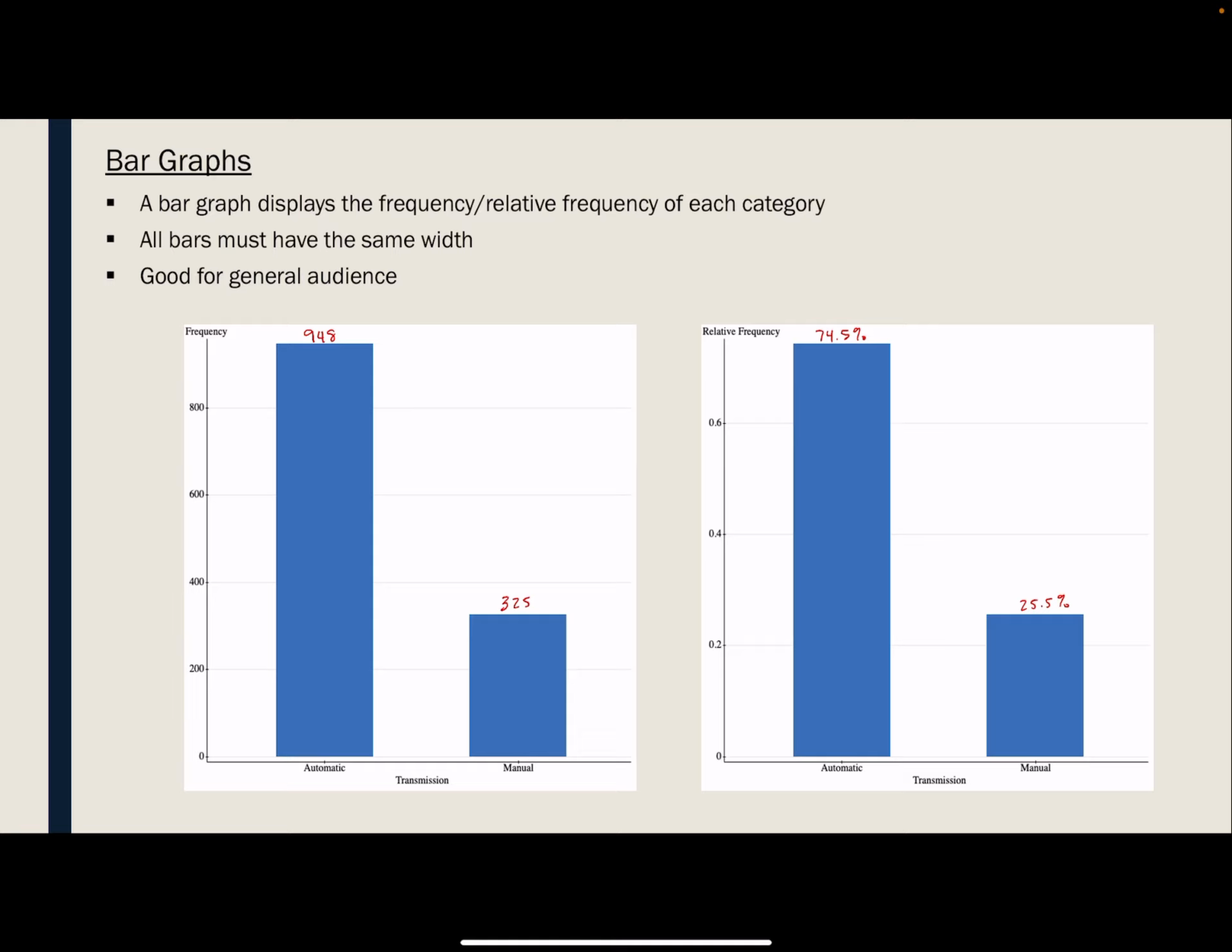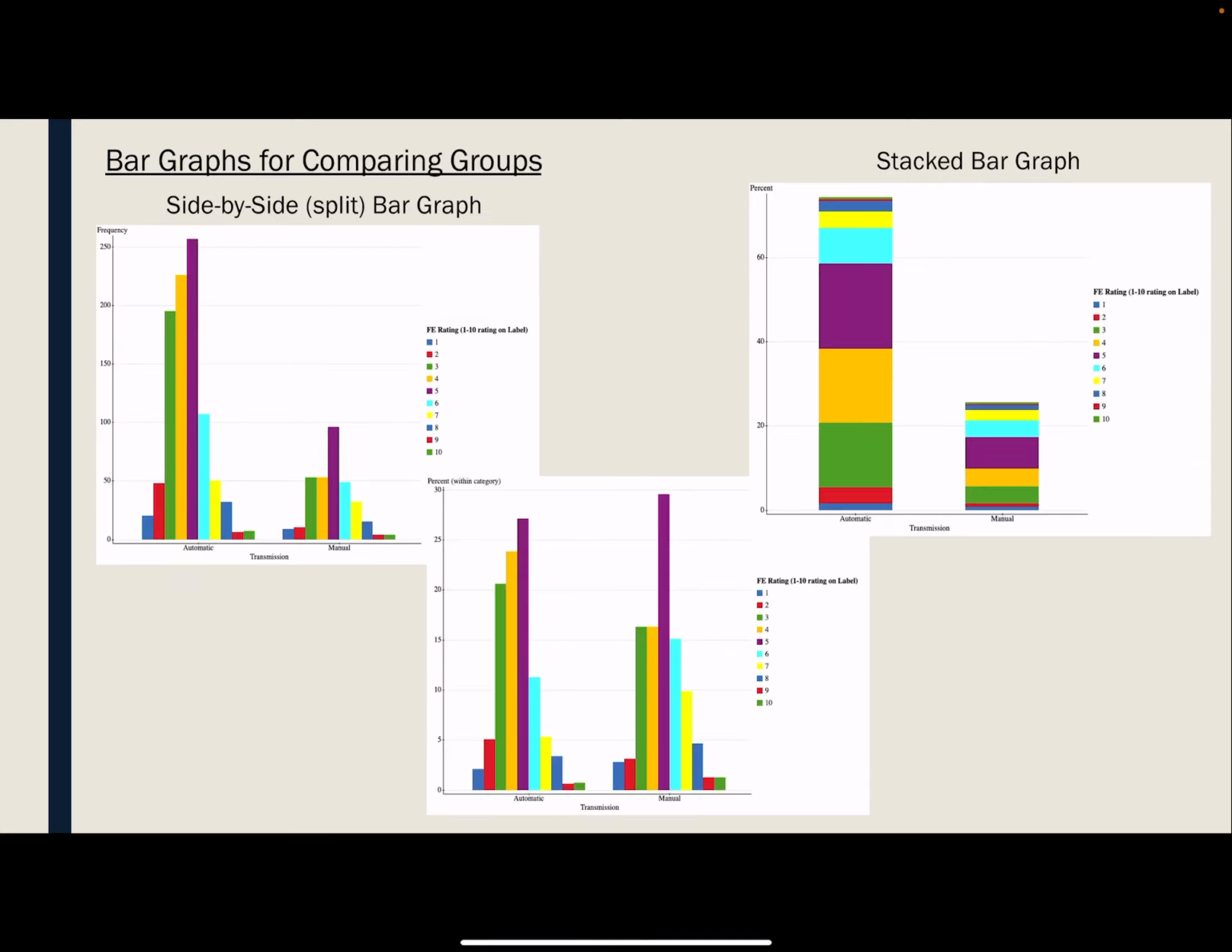The frequency bar graph and the relative frequency bar graph look very similar here. Never mind, they don't look similar. They look exactly the same. But when we're comparing groups, it can look different. So we have other ways to do more complicated bar graphs. We have side-by-side, or what are called split bar graphs, and we have stacked bar graphs.